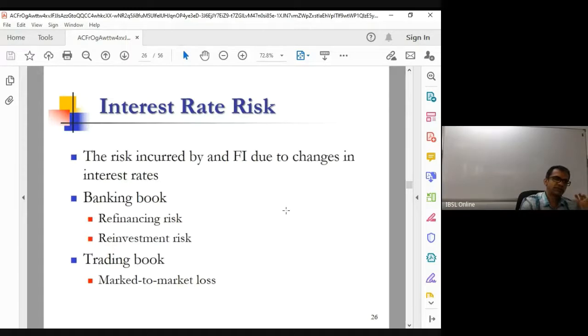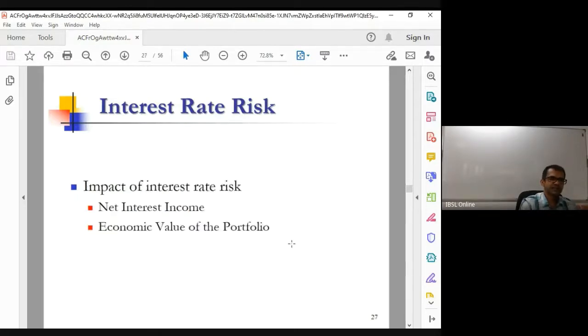So therefore, for the banking book, also the trading book, we face the interest rate risk. All these change when the market interest rate changes. So we'll discuss how to measure the impact of interest rate risk. There are basically two variables considered: net interest income and the economic value of the portfolio.